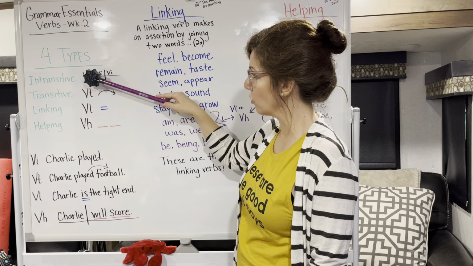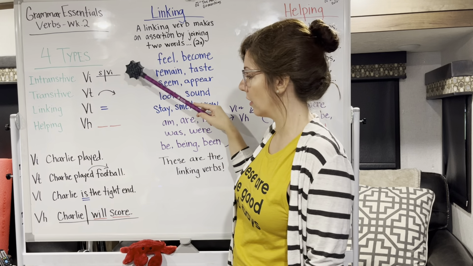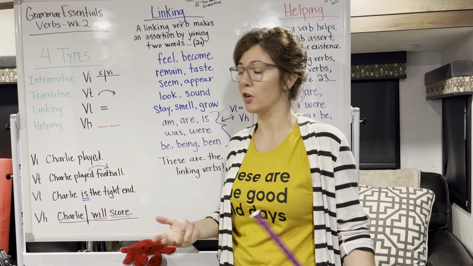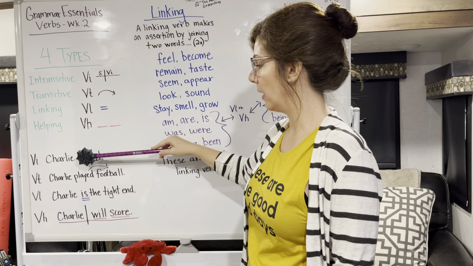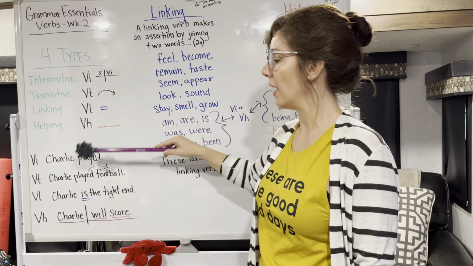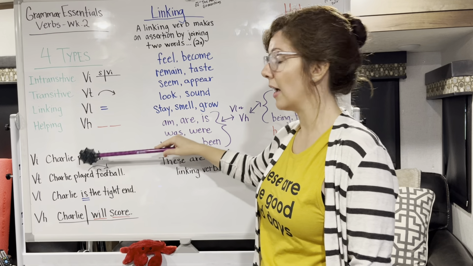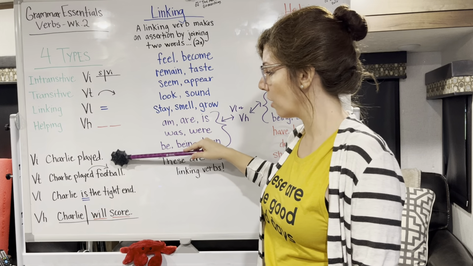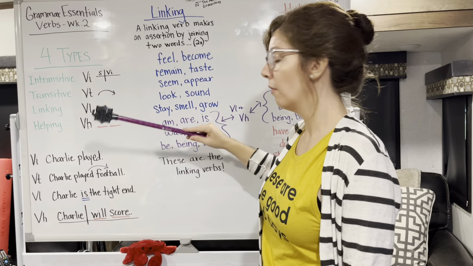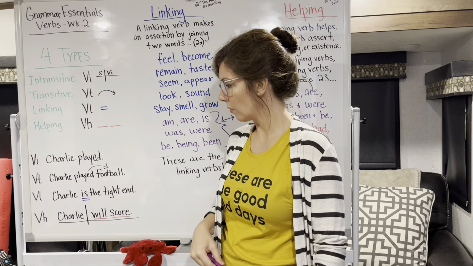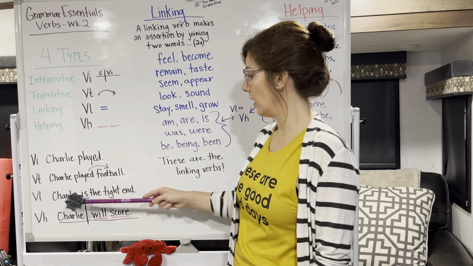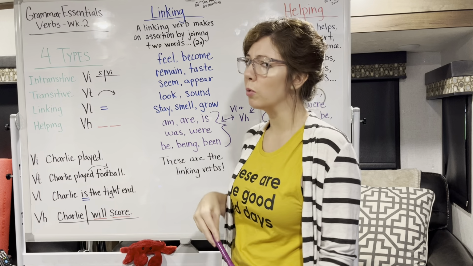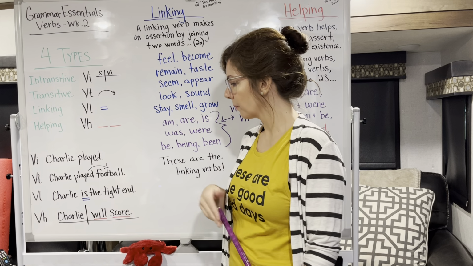If we have a transitive verb, we're going to be transferring. Our little arrow will be transferring that action to something else within our sentence. It's going to be another noun or a direct object. Charlie played football. So that action is connected to something, to football. So that's our direct object in our sentence.